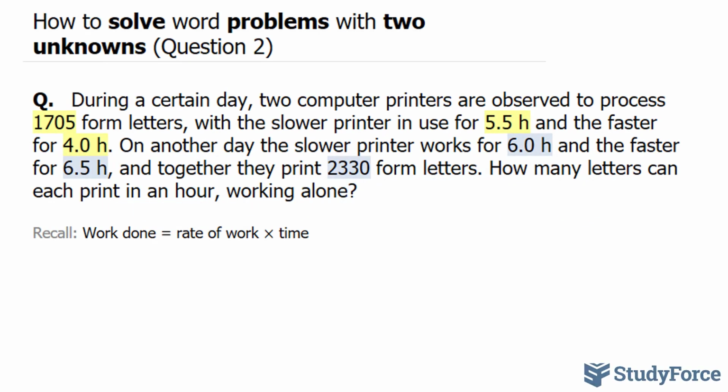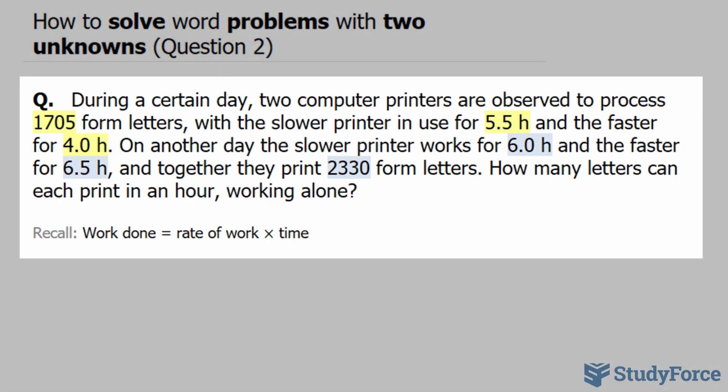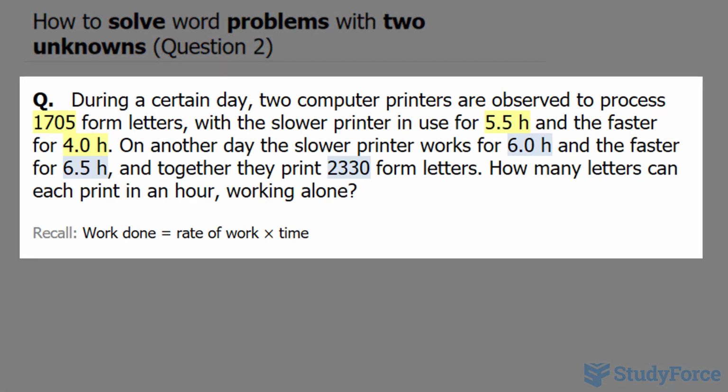In this video, I'll show you how to solve word problems with two unknowns. This is question 2. The question reads, during a certain day, two computer printers are observed to process 1,705 form letters with the slower printer in use for 5.5 hours and the faster for 4 hours.